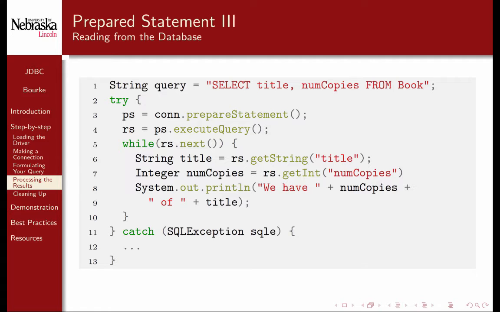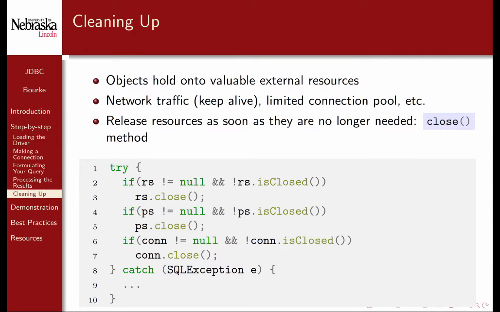Within the loop, the resultSet points to the current record. We can retrieve the values using getters and passing the column names as strings. We use the appropriate getter method for the column type. The final step is to clean up after ourselves.